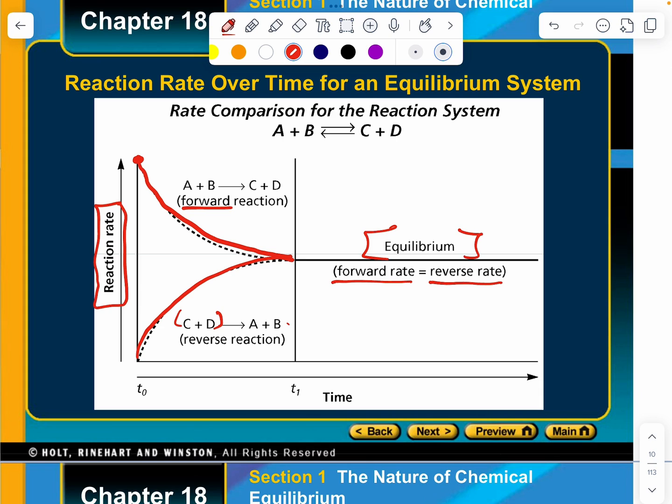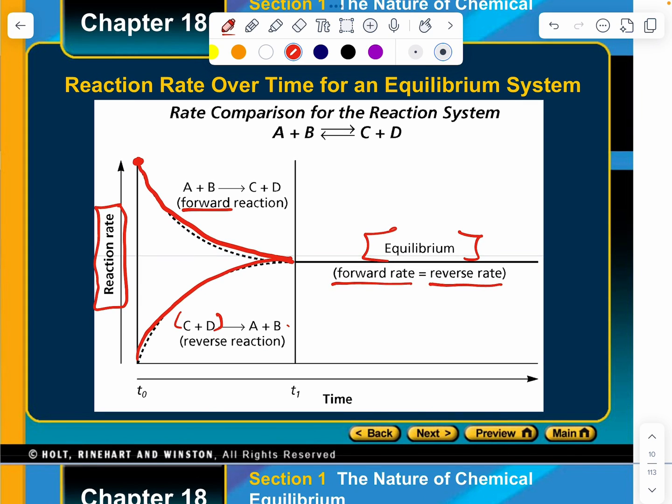Again, when are we going to have the equilibrium? When the forward rate equals the reverse rate. But as we go with the reaction, the forward rate will decrease and the reverse reaction rate will increase. When they are equal, we're going to have the equilibrium between A and B, C and D.